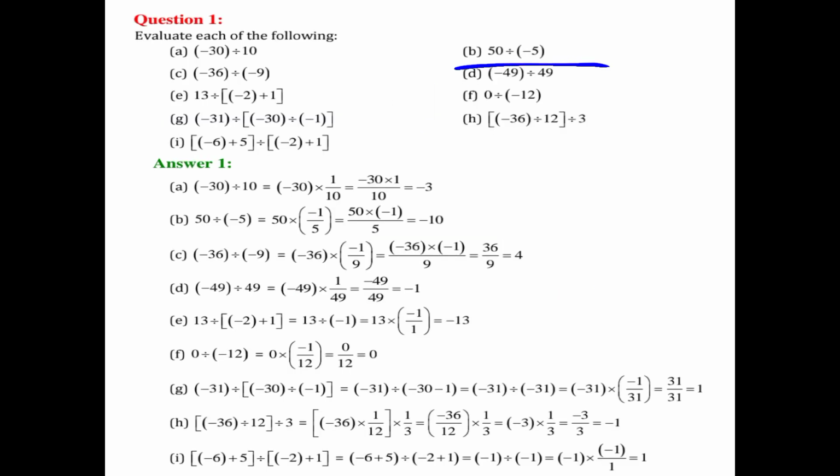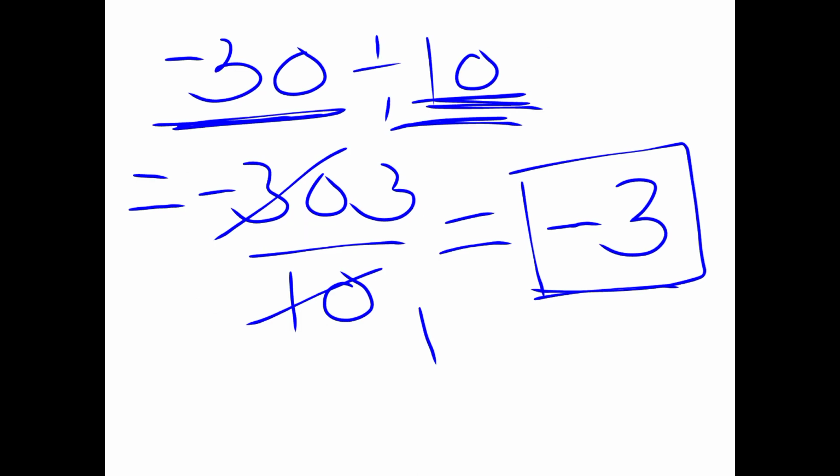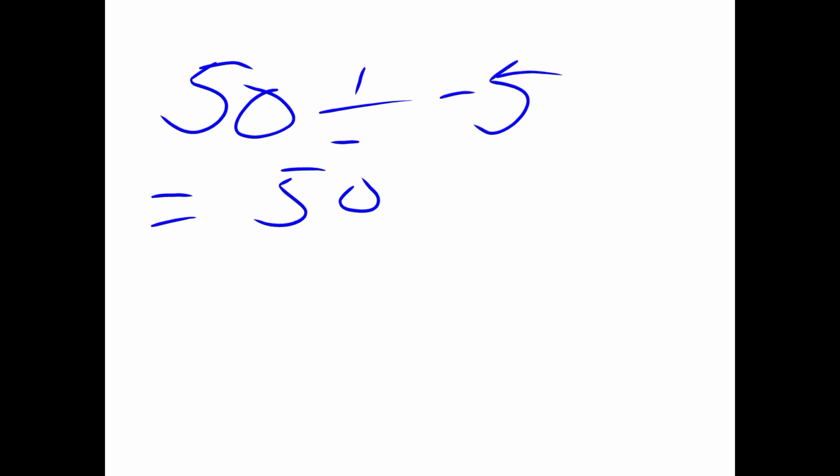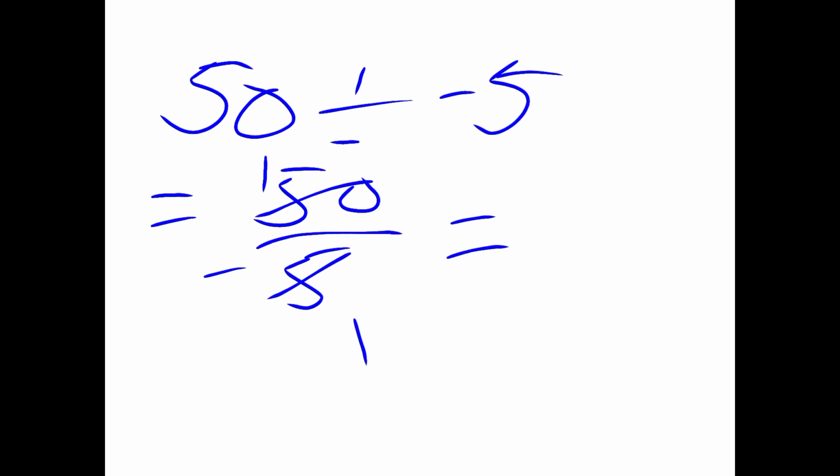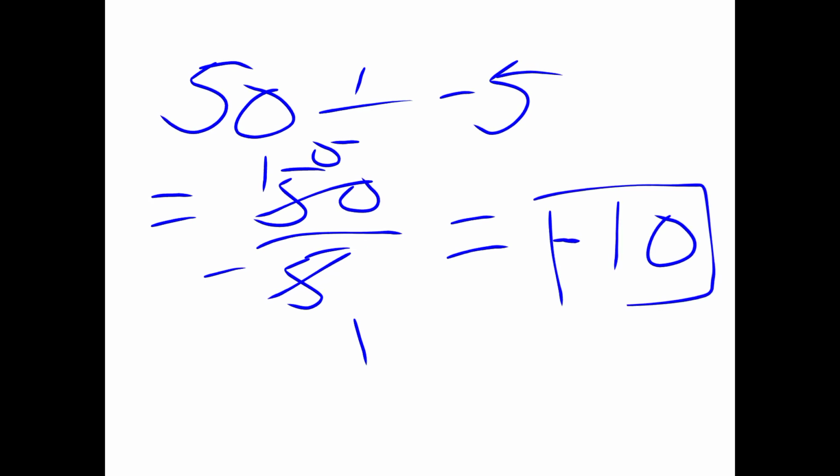Similarly, let's take another question. There is the B part. We have to divide 50 by negative 5. This is 50 and we have to divide this by negative 5. So we can put it like this: 50 divided by negative 5. Here first you have to reduce this. 5 ones are 5, 5 zeros are 0. So you get 10 as the answer. Now the signs are contrasting, so the answer will be negative 10.